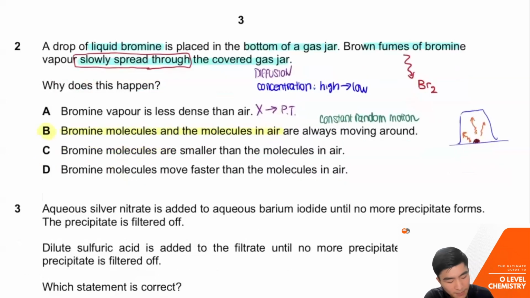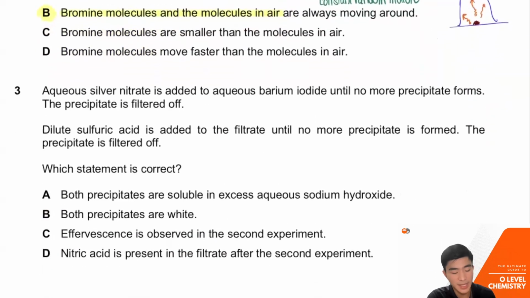Molecules move faster than molecules in air. Now, the speed of the molecules, as mentioned, because particles are always moving at random motion, constant random motion, we cannot say that one particle is moving faster or one element is moving faster than another one. Okay, so answer for this question is B.